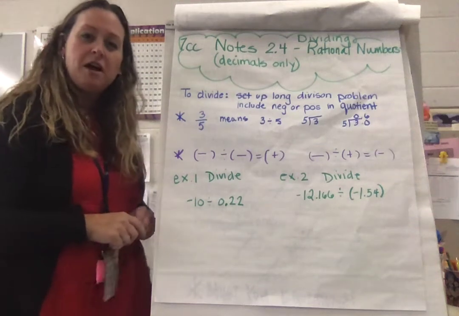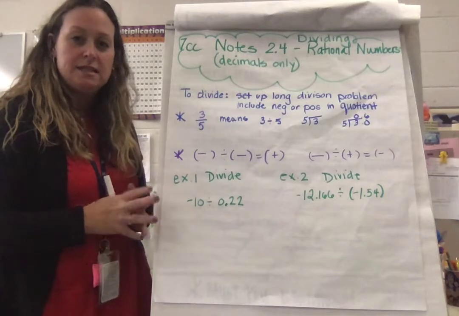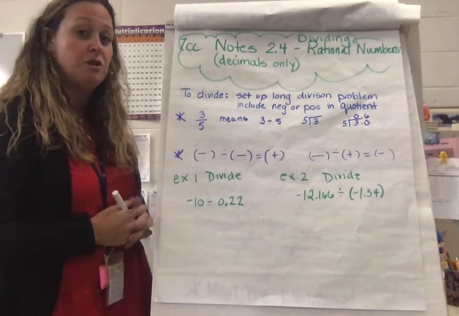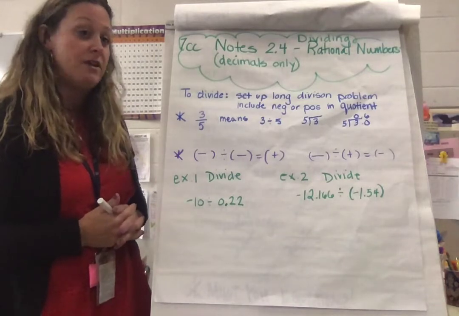Hi everyone, we're going to talk about the 7th grade Common Core Notes lesson 2.4. The lesson is titled Multiplication and Division of Rational Numbers. This video is strictly going to focus on dividing decimals that are positive and negative.